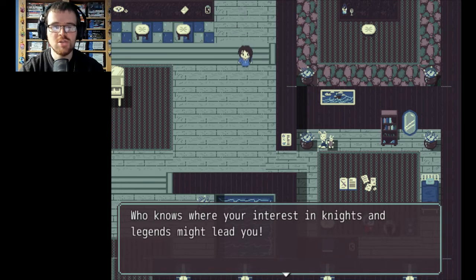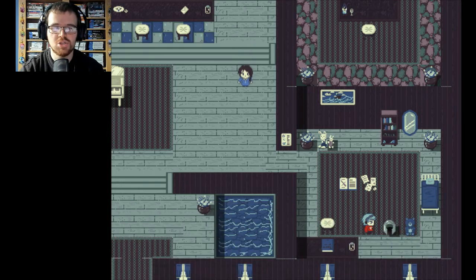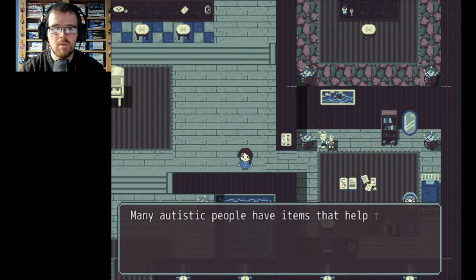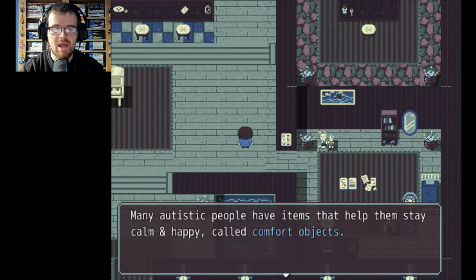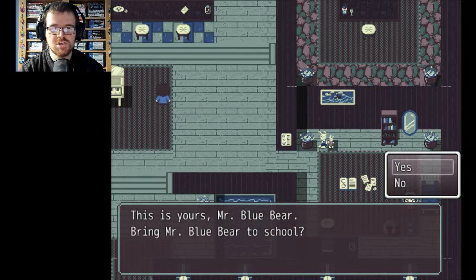Who knows where your interest in knights and legends might lead you? Okay, I know I've got to get ready for school. Many autistic people have items that help them stay calm and happy, called comfort objects. This is yours, Mr. Blue Bear. Bring Mr. Blue Bear to school.